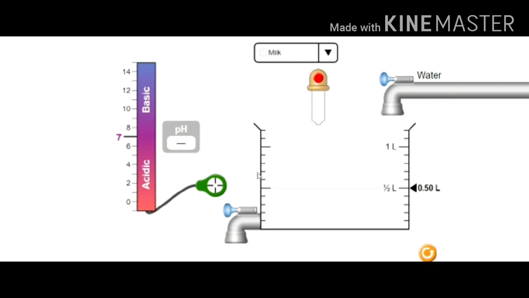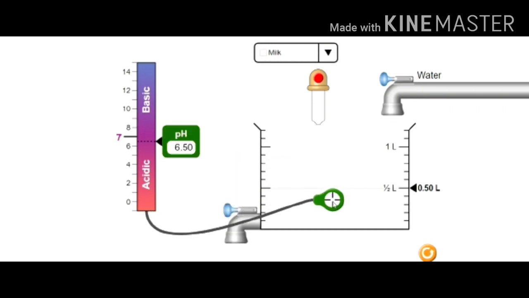Now let me take milk. I have taken milk now. Now I am putting the device once again into this one. See here, the pH value is 6.5. The pH value of pure milk is 6.5, that is, milk is acidic in nature.